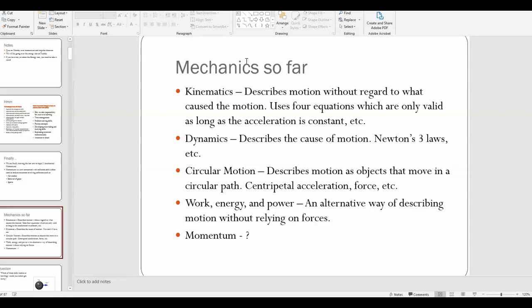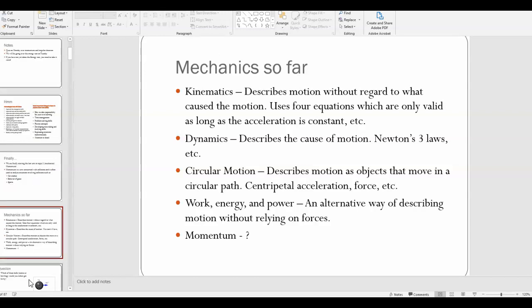And then in the last unit that we just finished, we talked about work, energy, and power, which basically gives us a different way to solve problems without relying on forces. Because if you have a situation where mechanical energy is conserved, then you can use conservation of mechanical energy to solve some problems, or you can use the work-energy theorem to solve some problems. And so momentum is basically the last piece of this puzzle.